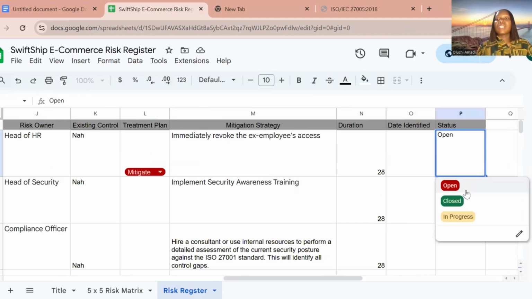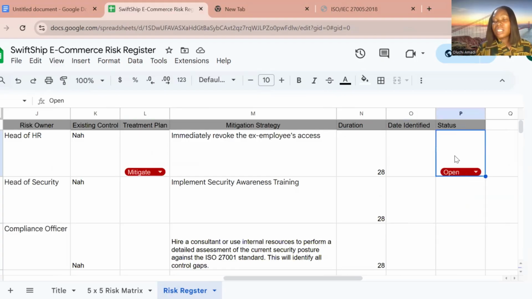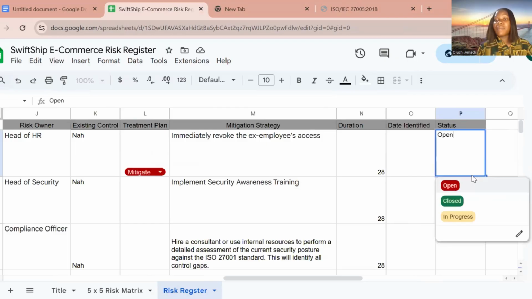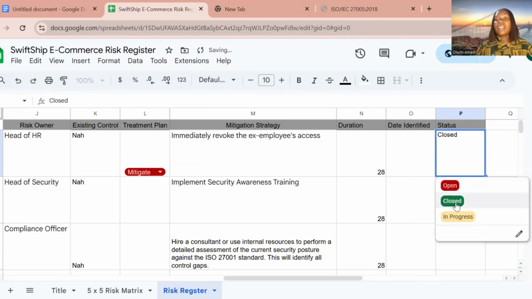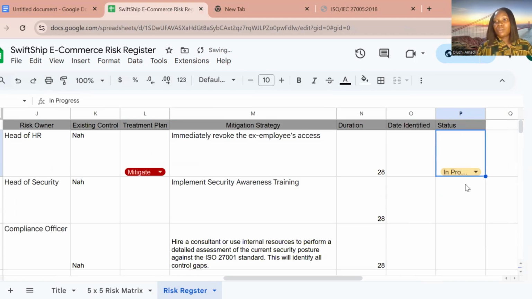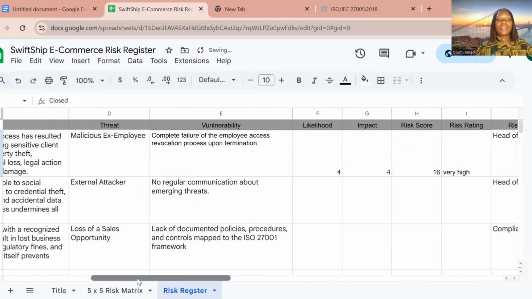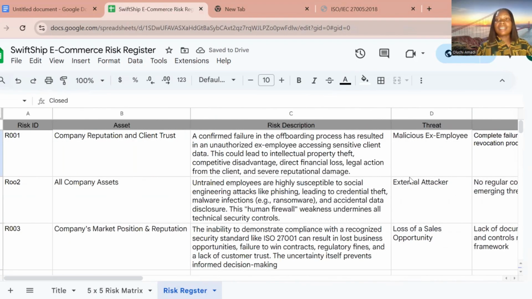Then the status. Is it open? If the risk is still open, that means it has not been mitigated. There's still a problem. If it has been mitigated, you add closed. So if somebody looks at your risk register, the person can see that this part is done. If the mitigation process is still on, we add in progress. Once you are done with it, you change it to green. That is how you can track and assess your risk register in your organization.